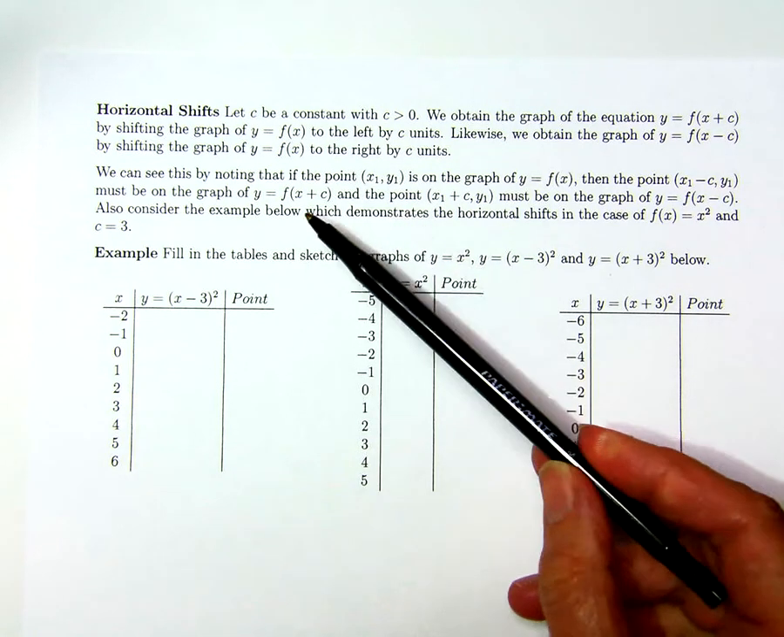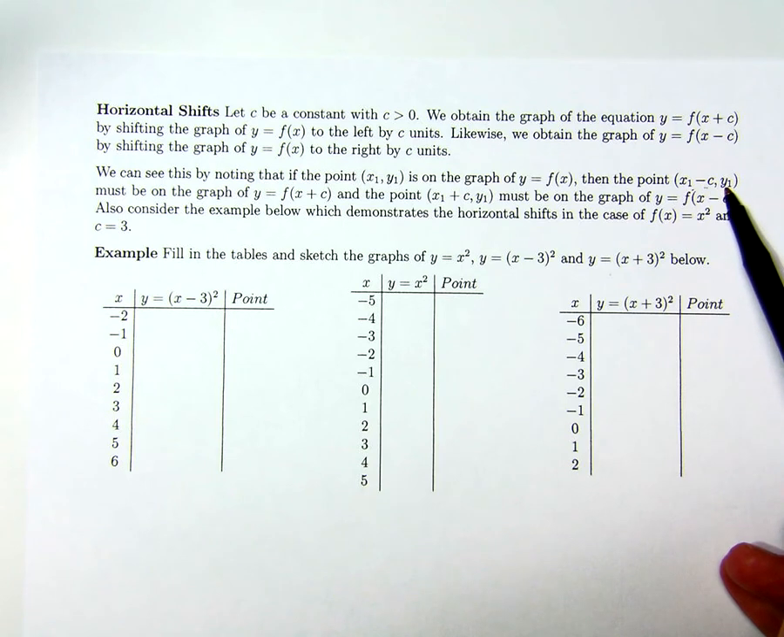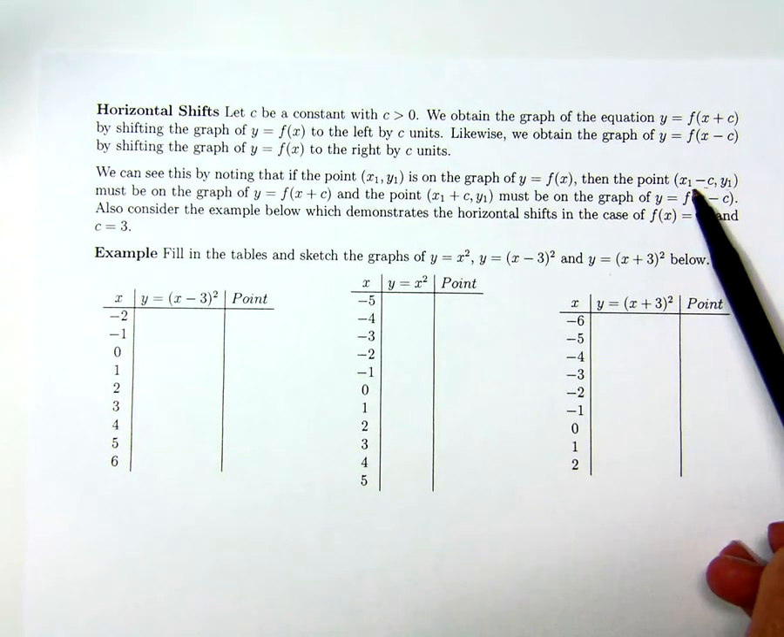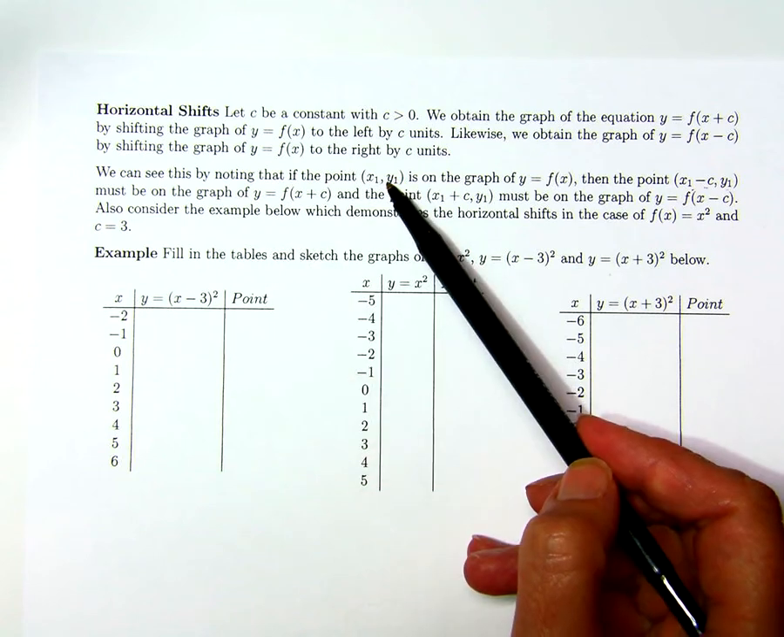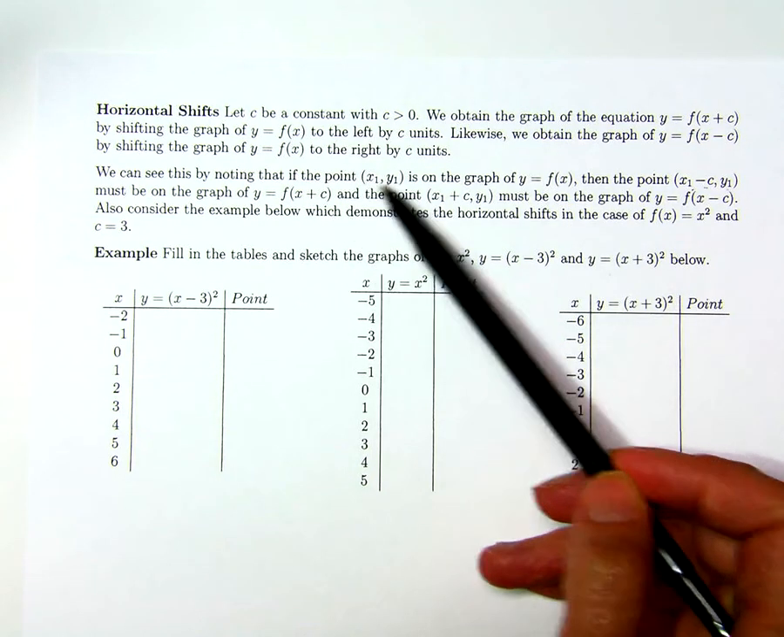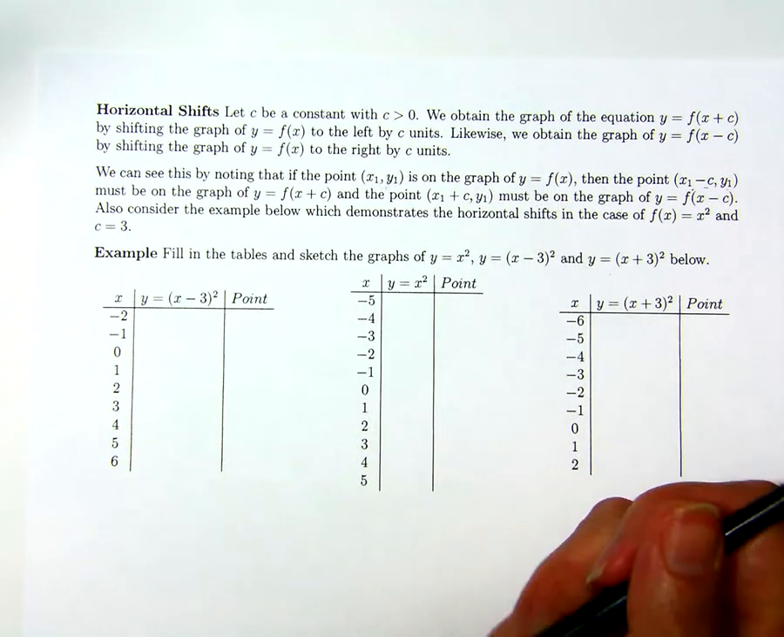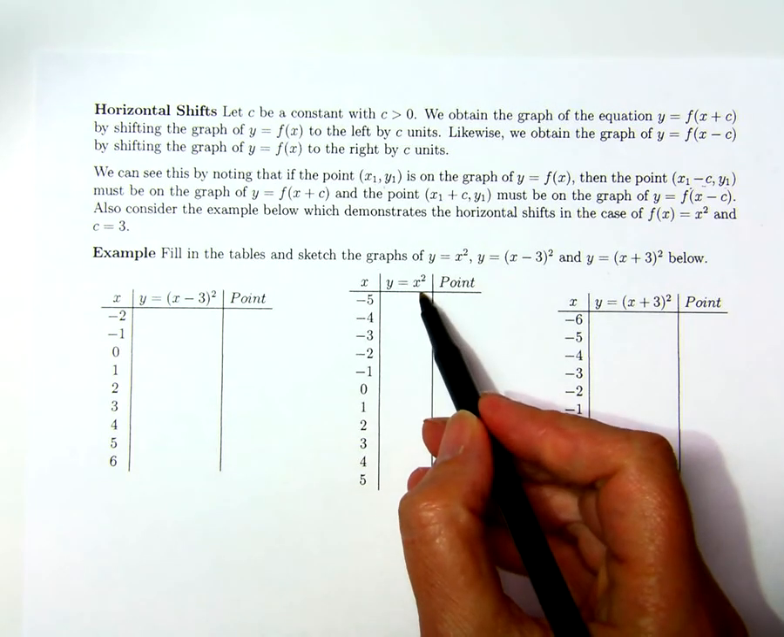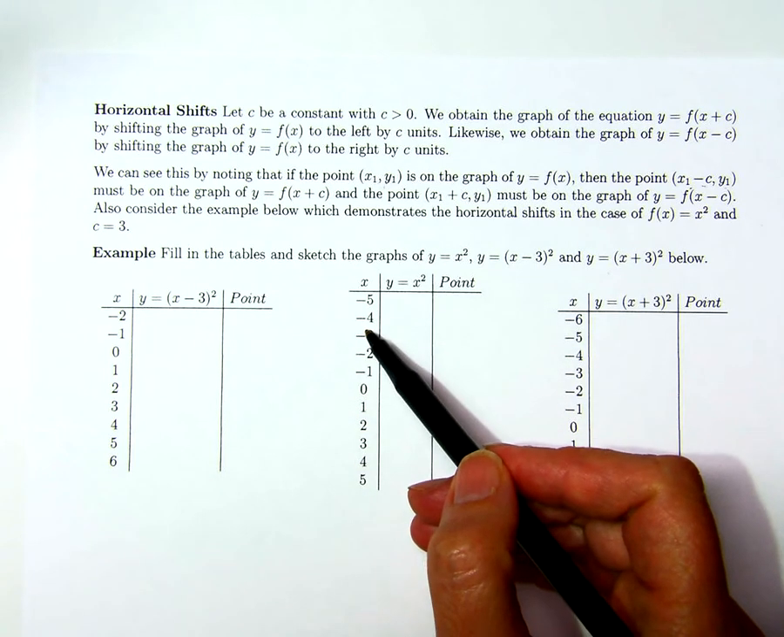Now see this point, x1 minus c, y1, has exactly the same y value as the point x1, y1. So it's actually c units to the left of this particular point. And that means that the graph of y equals f of x plus c is c units to the left of the graph of y equals f of x. That might be a little too abstract. Let's look at the function y equals x squared, and let's add a 3 to the x and subtract a 3 from the x and see what happens.